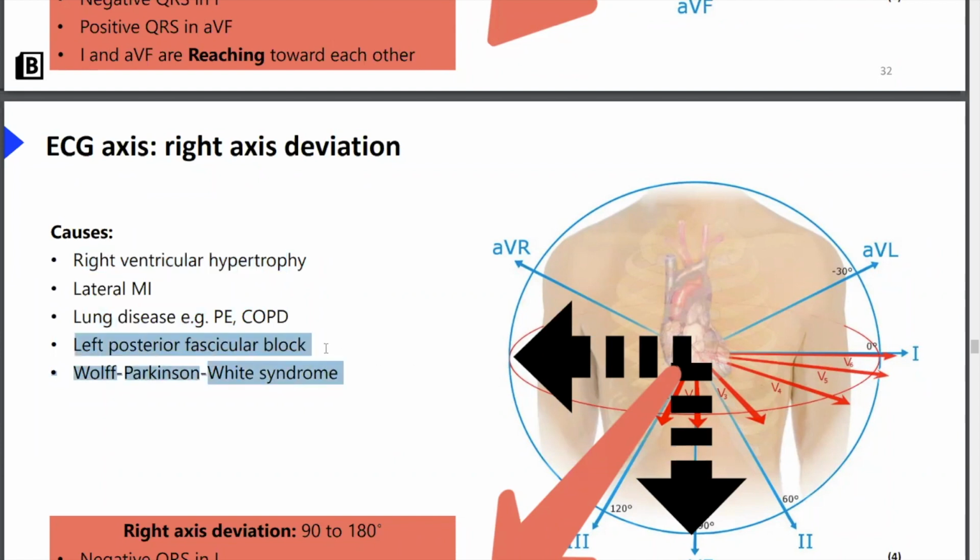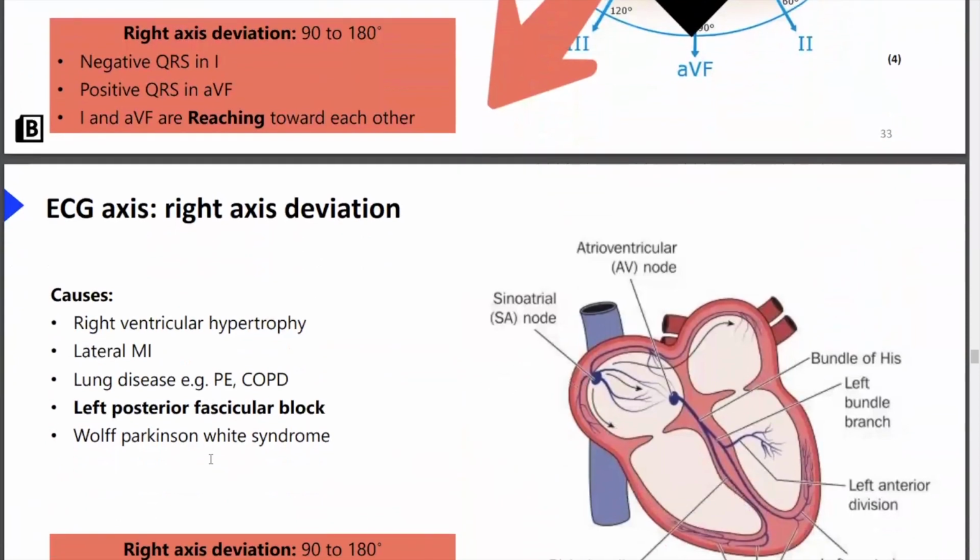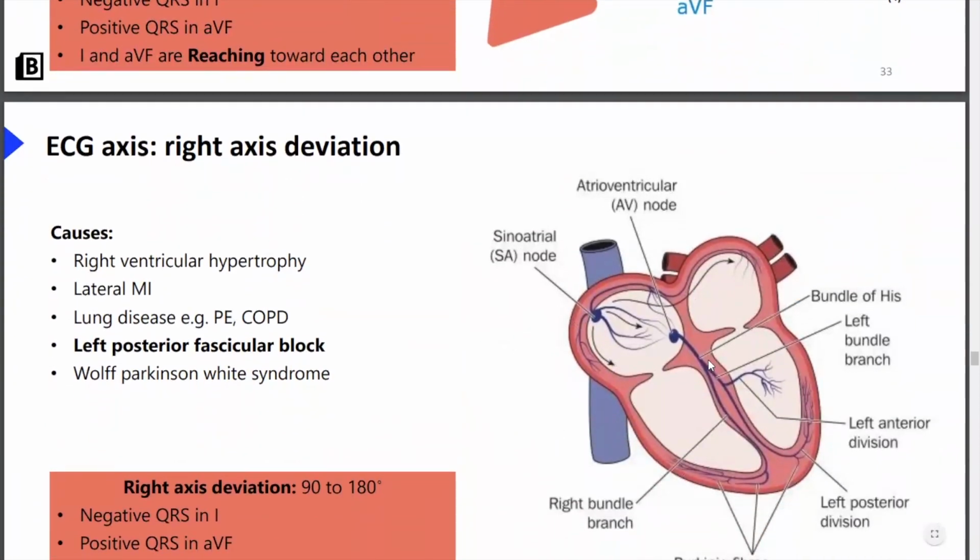Wolff-Parkinson-White and left posterior fascicular block. I want to explain this one because it's quite cool. So I didn't say this earlier, but remember, electricity flows along the right and the left bundles. The left bundle is split up into the left anterior fascicle and the left posterior fascicle. If the posterior fascicle is blocked, how is the left side of the heart going to depolarize?